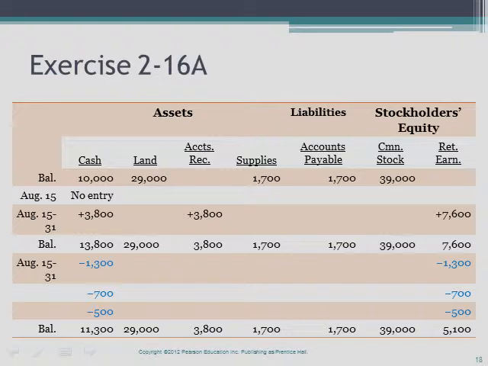And additionally, between August 15th and August 31st, the business paid cash expenses of employee salaries of $1,300, office rent of $700, and utilities of $500. And we assume that these are all paid in cash based on the wording.